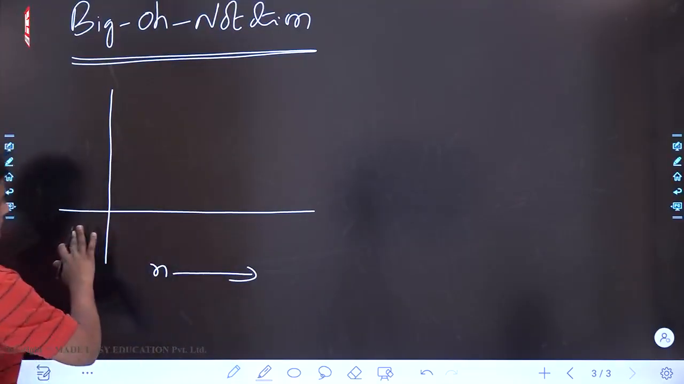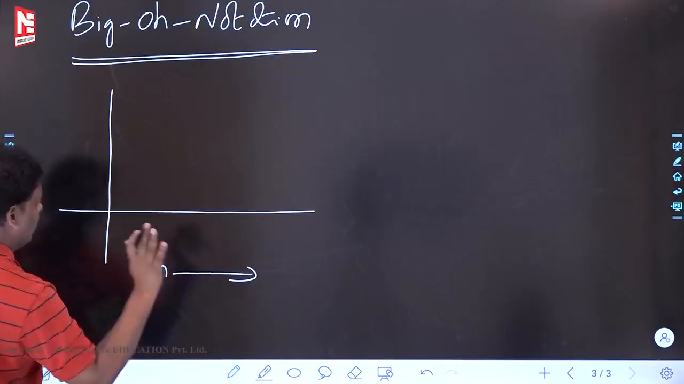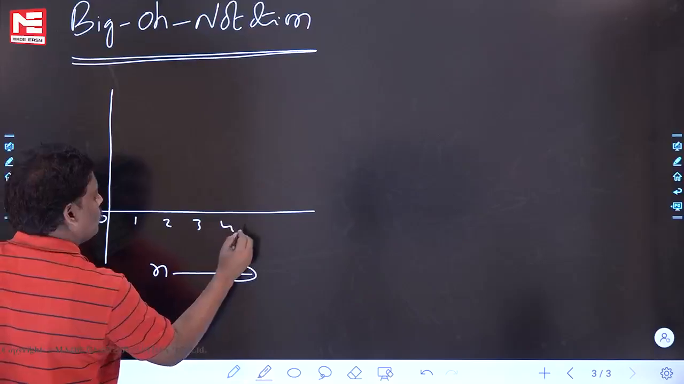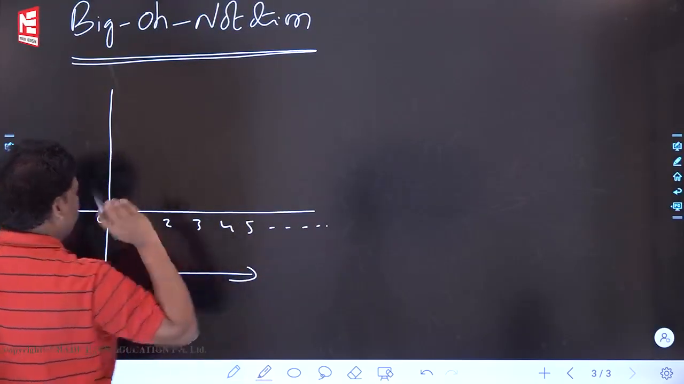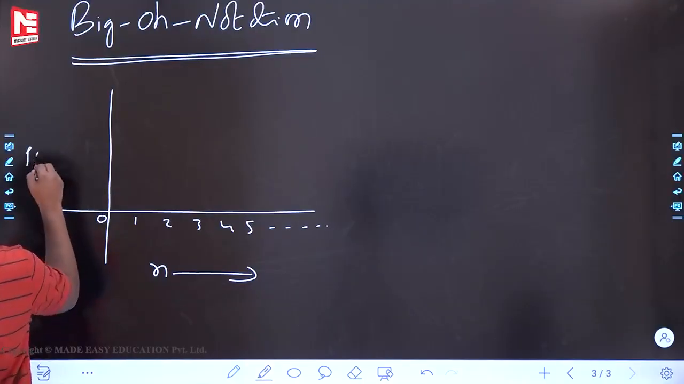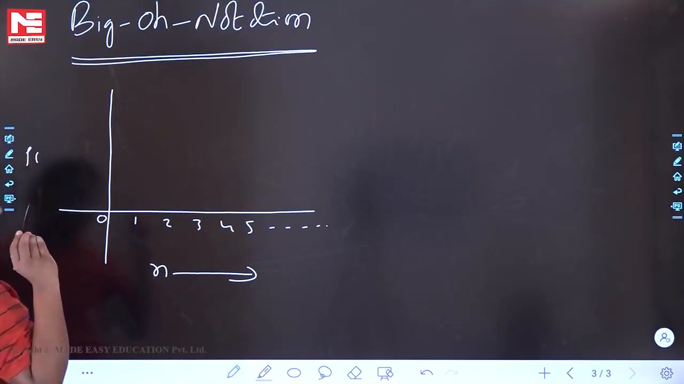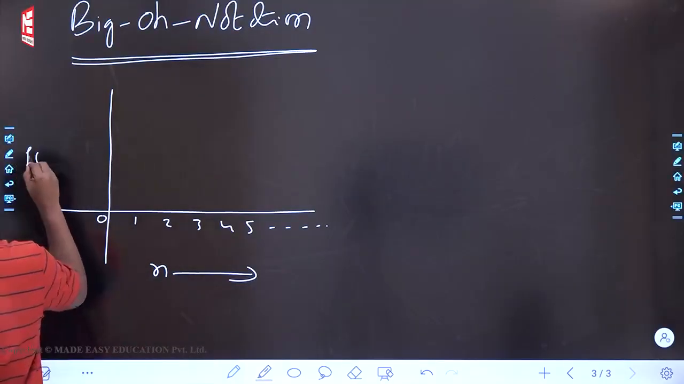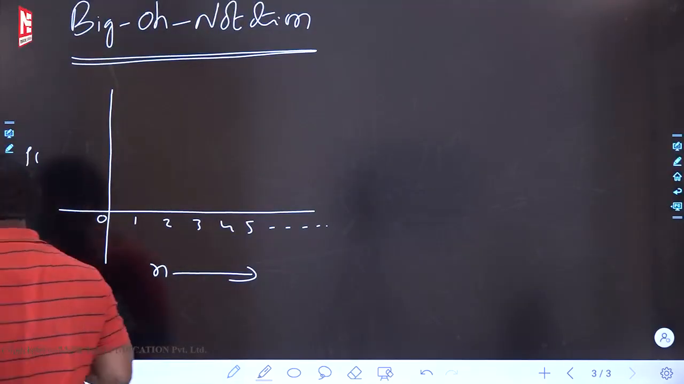Here n is on the x-axis, the n values: 0, 1, 2, 3, 4, 5 and so on. And this is the y-axis, f of n.